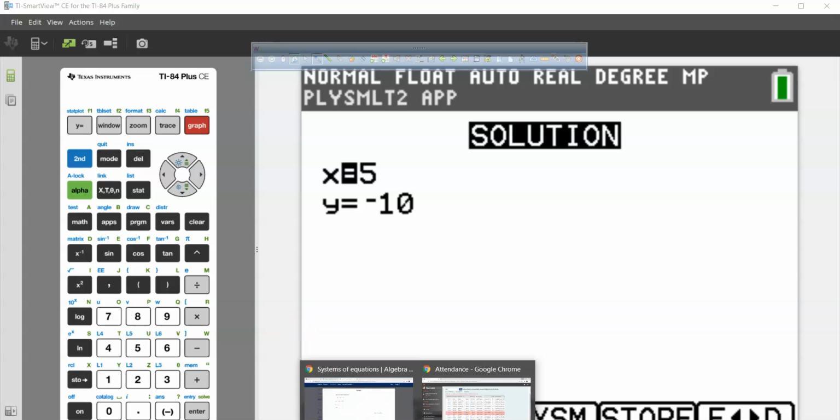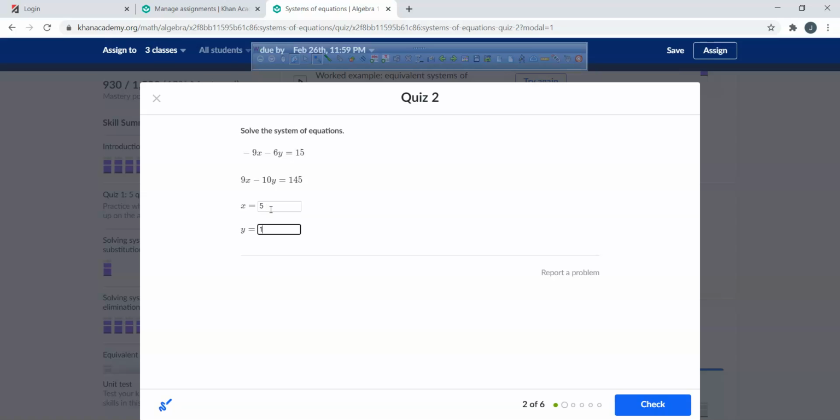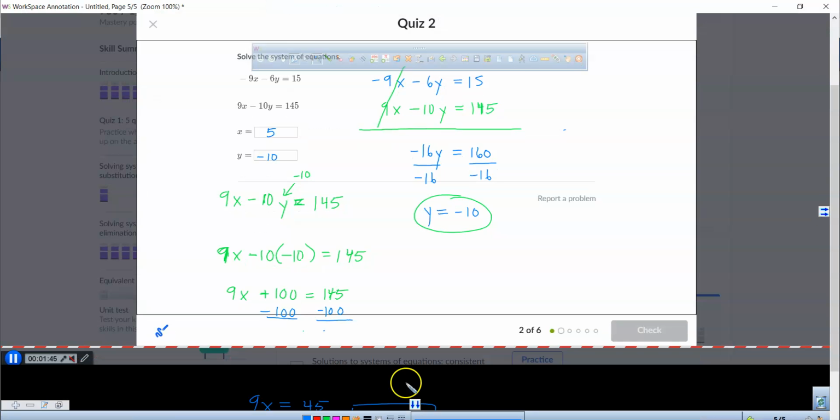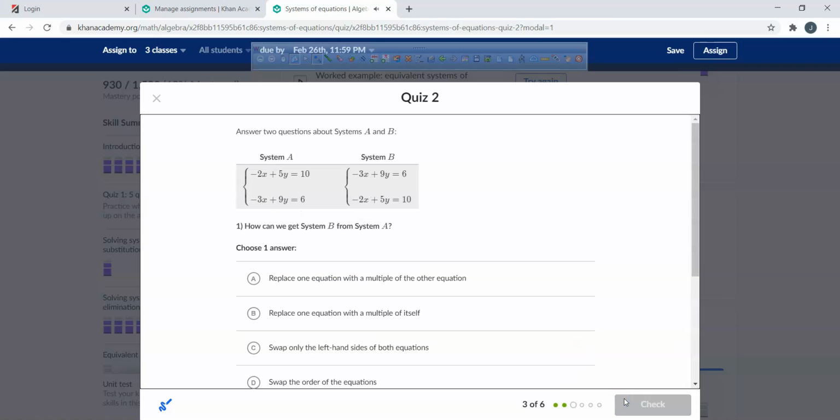So I can go right over here and type in a 5 and a -10. Oh wait, -10, right? Okay, I don't want to put a +10. All right. But what did we get by hand? Did we still get the same answer? 5 and -10? Absolutely. But this only works if it's in standard form. Okay? It only works when it's in standard form.